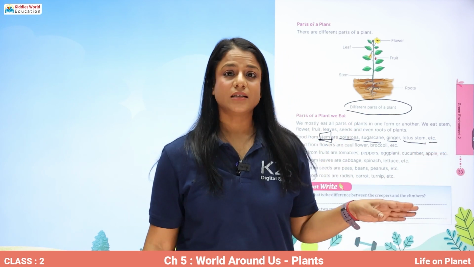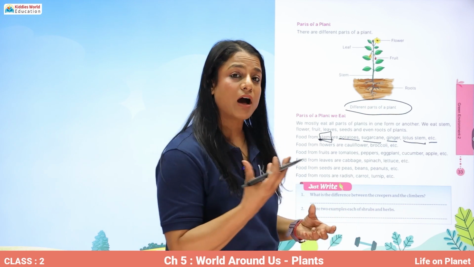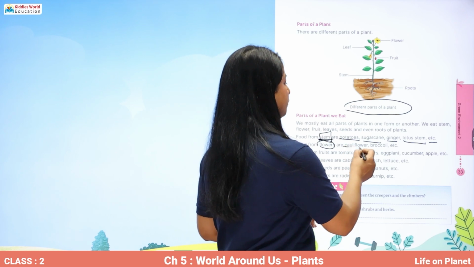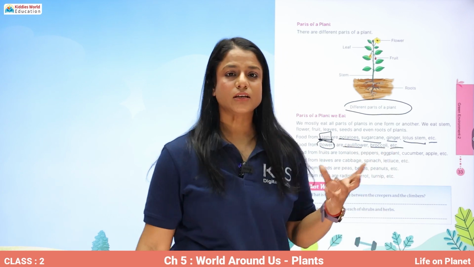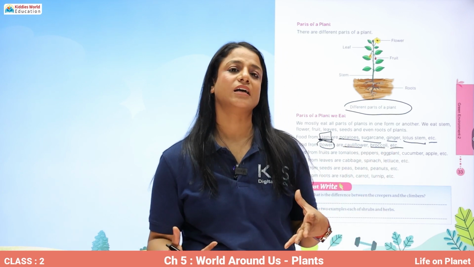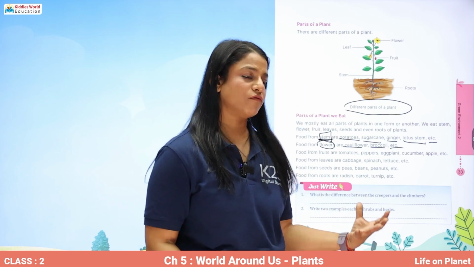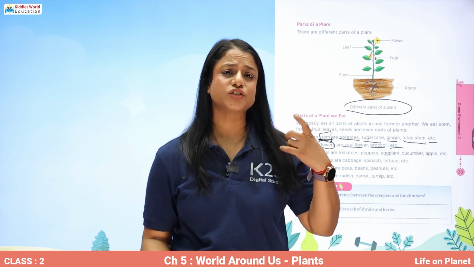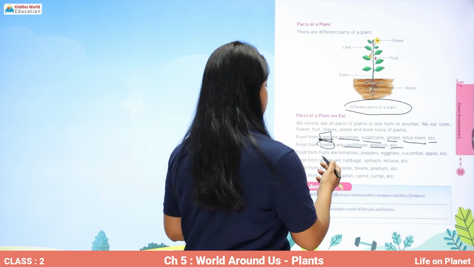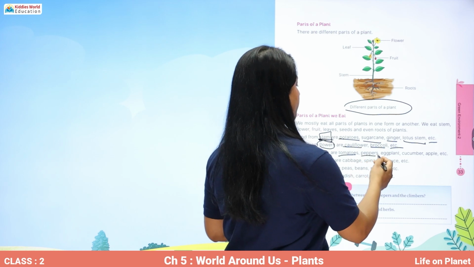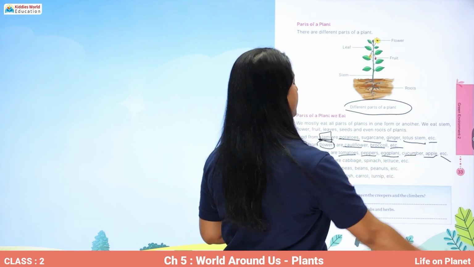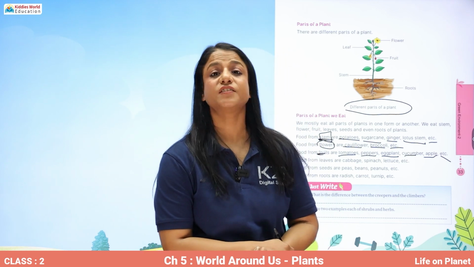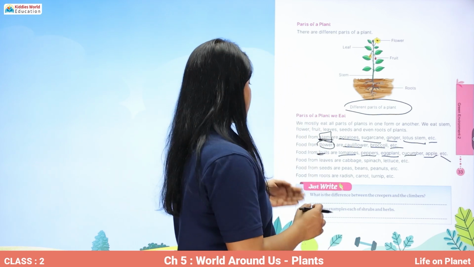The plants of which we eat the flower. So food from flowers are cauliflower, broccoli. Then the part which is eaten as a fruit: tomatoes, peppers, eggplant, cucumber, apple, etc. How do we know that these parts are the fruits? Because they have seeds inside them.